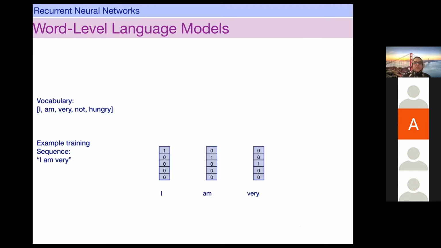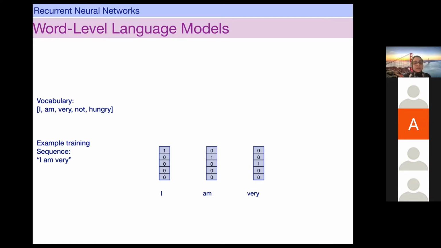Okay, so let's take a really simple example. Let's say that we have a language model, and a language model is basically if you have a vocabulary, and you have a couple of words and you want to make the prediction for the next word. So here we have a really simple vocabulary with only 5 words: I, am, very, not, and hungry. And we have a training sequence, which is I am very.